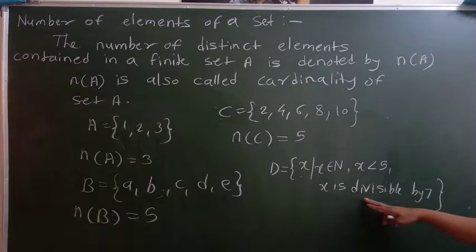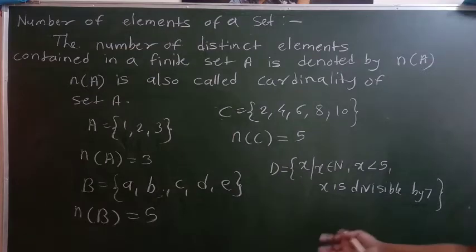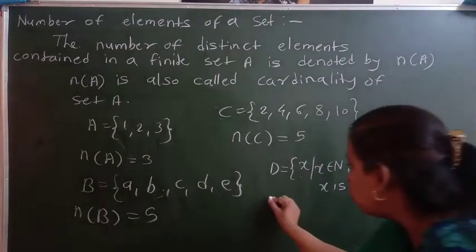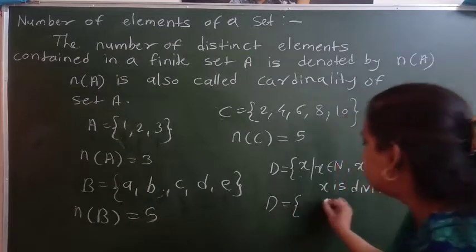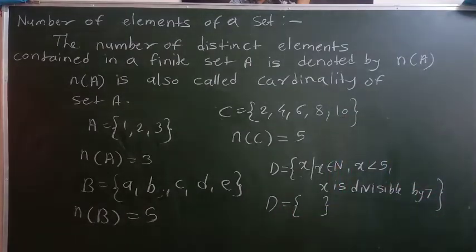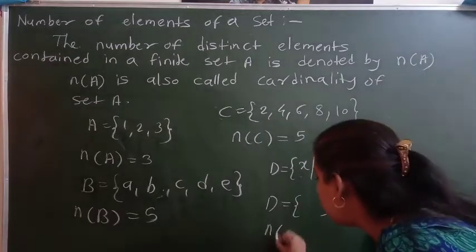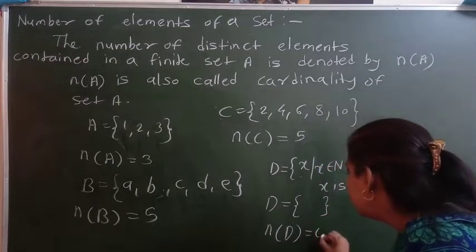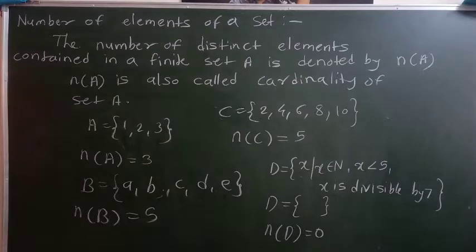Now again x is divisible by 7. Any number divisible by 7, the first number is 7. So D contains nothing. There is no element in that set. So n of D equal to 0. There is no element present in that set. So n of D equal to 0.